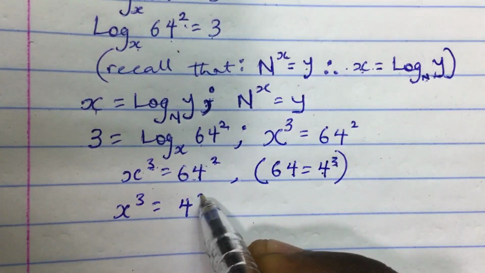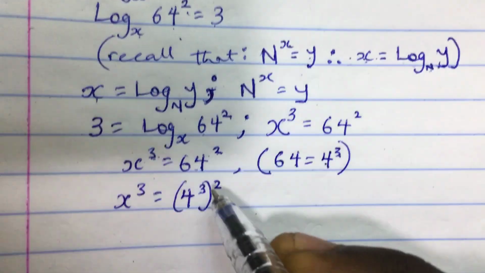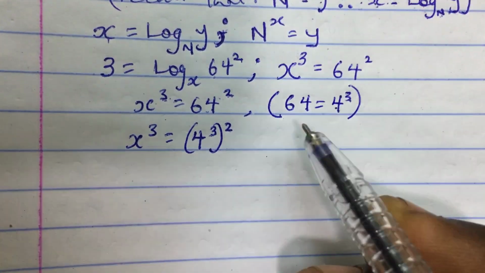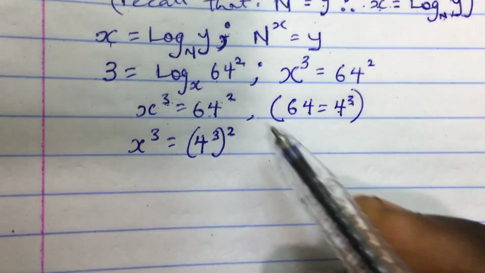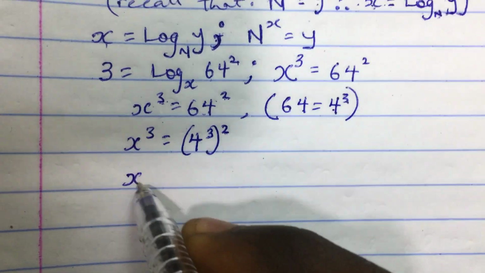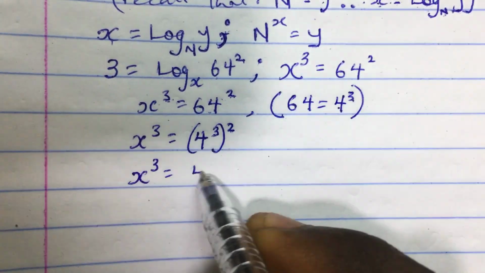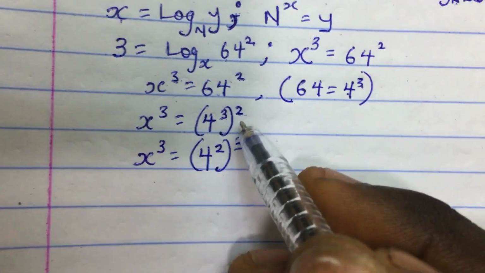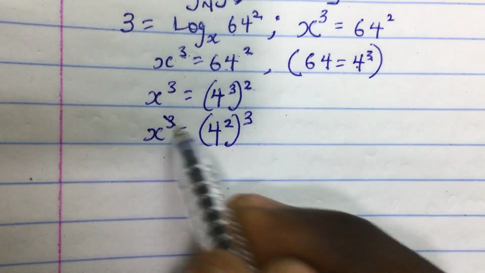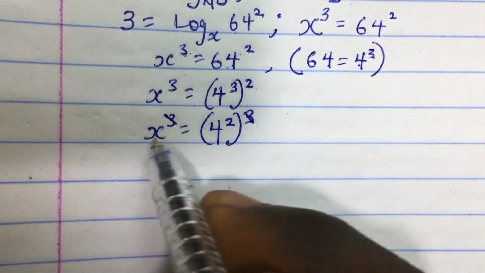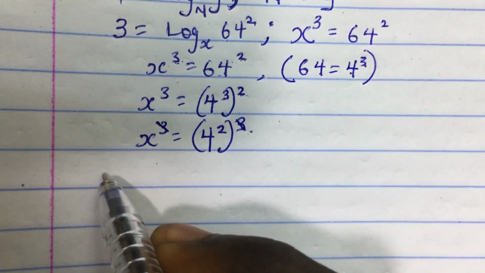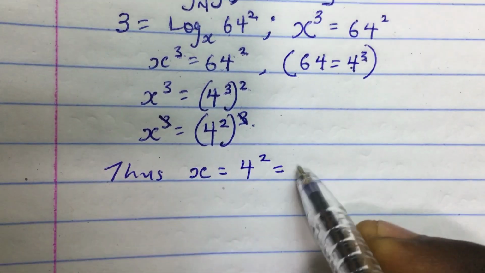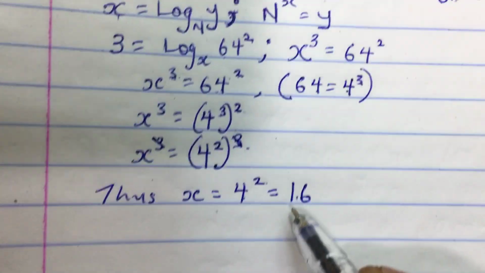So I can say 4 raised to power 3, all in brackets, to the power 2, don't forget that. After that, I bring these 3 out and these 2 in. It's still the same thing: 2 times 3 is 6, 3 times 2 is still 6. So I will have x raised to power 3 equals 4 raised to power 2, all in brackets, to the power 3. I just swap them because we are multiplying, it is still the same thing. So this 3 will cancel this 3, or I take the cube root of both sides. We can now deduce that x equals 4 raised to power 2, which is 16, because 4 raised to power 2 is 16. You can see how we solve it.